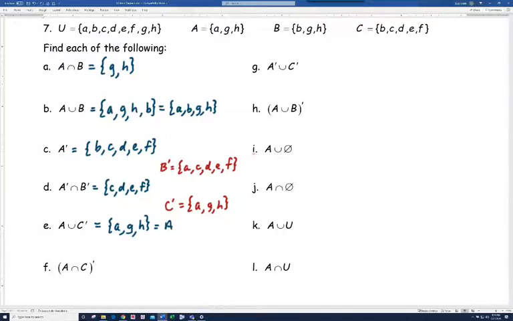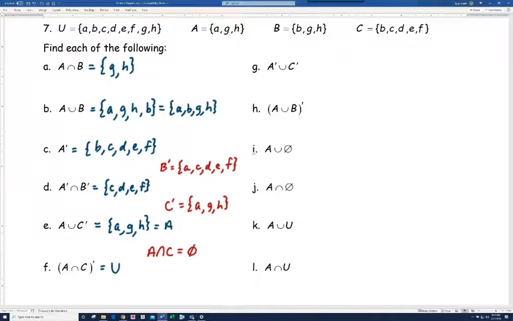All right, on F, we're going to find the complement of A intersect C. So first of all, we should find A intersect C. So what did A and C have in common? Well, let's see, A, G, H, actually they have nothing in common. And so we would say that A intersect C is the empty set. Well, what's the complement of the empty set? It would be everything that's in the universal set that's not in the empty set. Well, that would be the universal set.